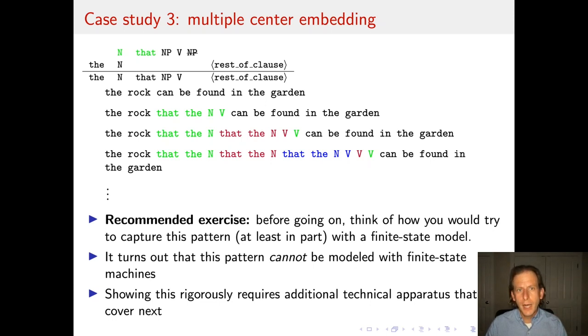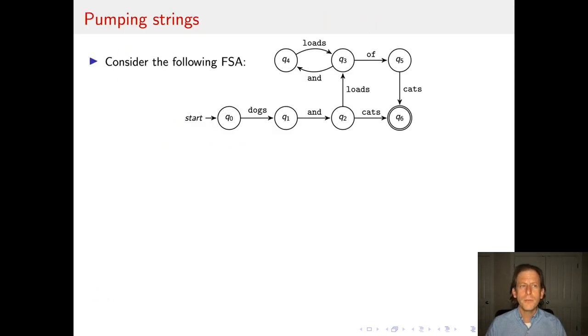And I want to point out that it's one thing to try and fail to come up with a finite state characterization of this pattern, it's another thing to show that such a characterization is impossible. It will turn out we are able to show that this characterization would be impossible with a finite state model, and that's what I'm going to get to next, is how to do that. So in order to understand how to do this, I have to introduce a new concept, which is the notion of pumping strings. So let's start with this finite state automaton that I've illustrated here.